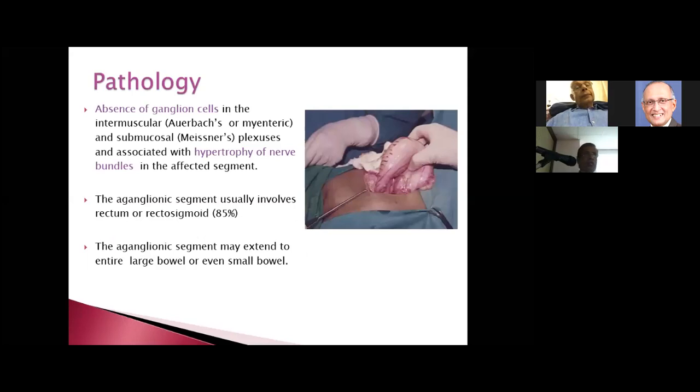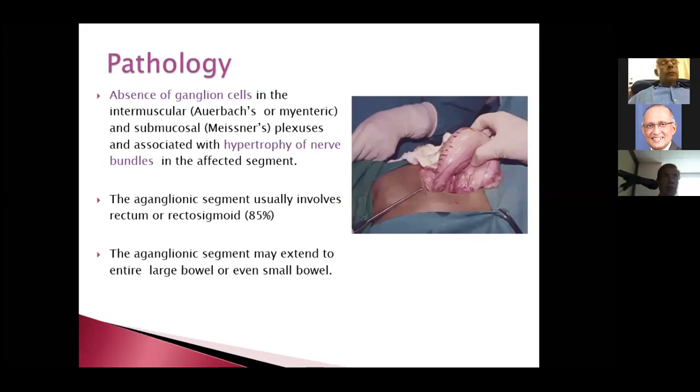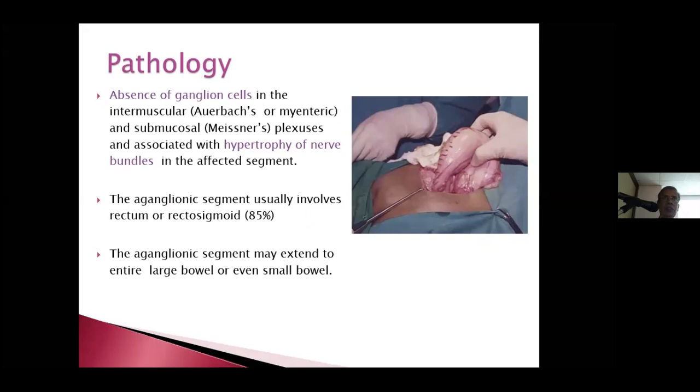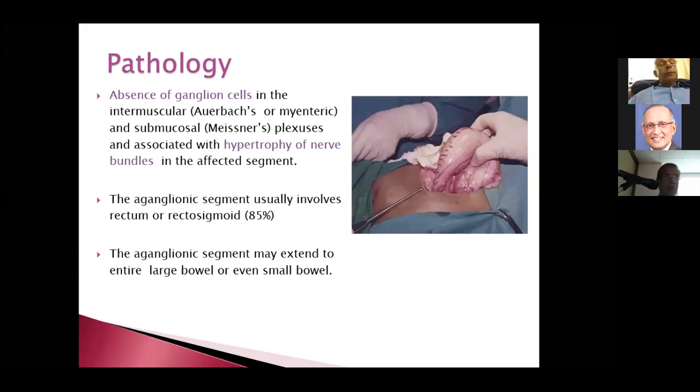And pathology, I told you, is absence of ganglion cells and hypertrophy of nerve bundles. These are the two findings. These ganglion cells are in the myenteric plexus, or Auerbach's plexus, in the intermuscular plane. And in the submucosa, there is a plexus called Meissner's plexus. In both plexuses, ganglia are normally present, and in Hirschsprung's, in both plexuses, the ganglia are absent and nerve bundles are hypertrophied. That's the pathology.